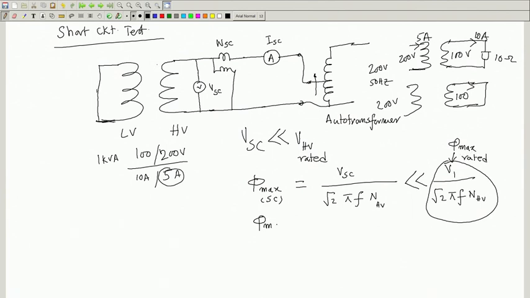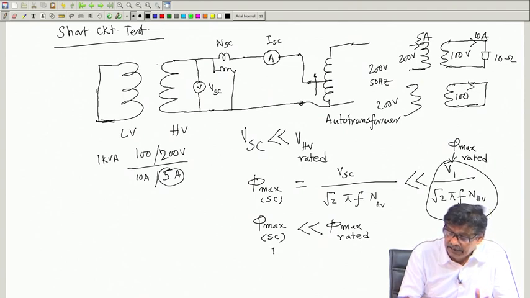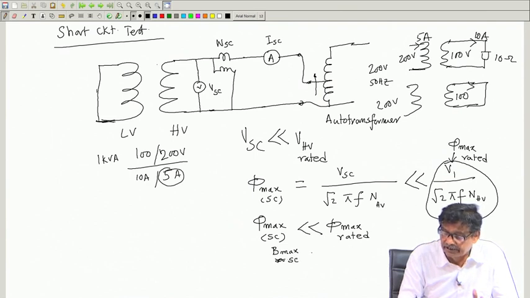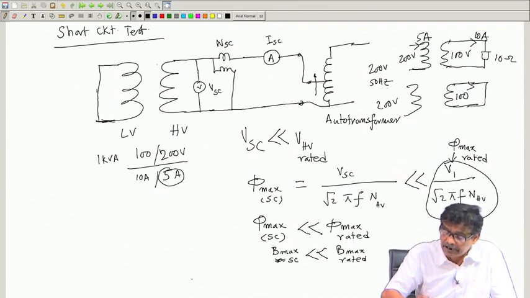So, phi max during short circuit test is much smaller compared to phi max rated. This must be understood, because you are applying very little voltage. Of course, frequency is same, which obviously then means that B max under short circuit condition is much less compared to B max rated, because you have to divide it with a constant cross sectional area of the core to get B max.